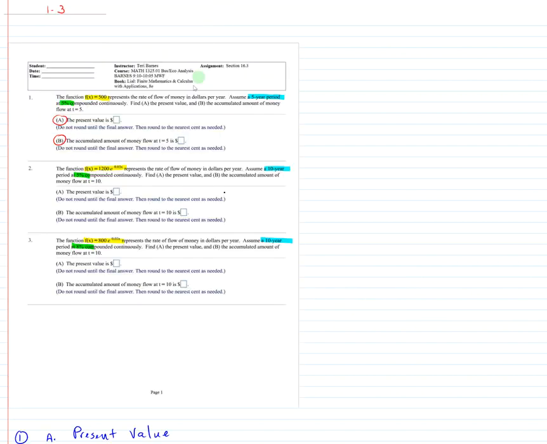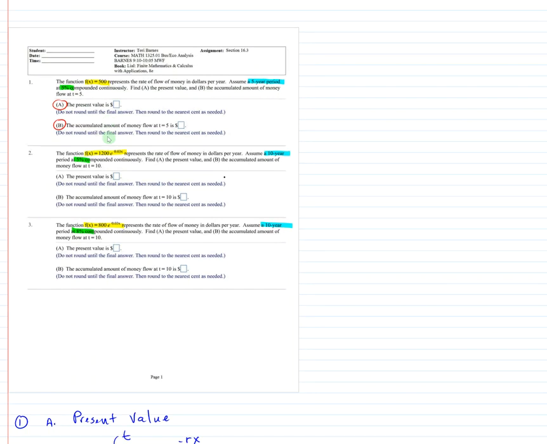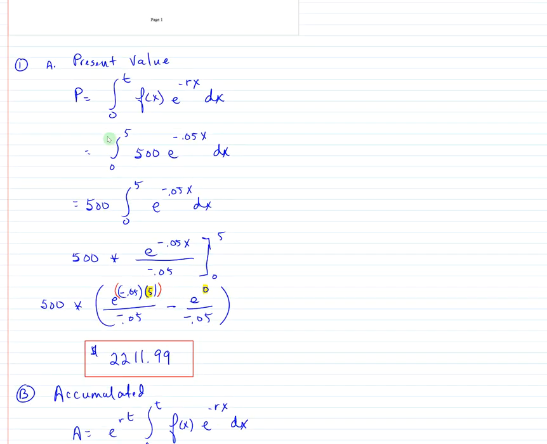So this is what the question would look like. The function f(x) equals 500 represents the rate of flow of money in dollars per year. Assume a 5-year period at 5% compounded continuously. Find 2 things: A, the present value, that's the first formula, and B, the accumulated amount of money at t equals 5.